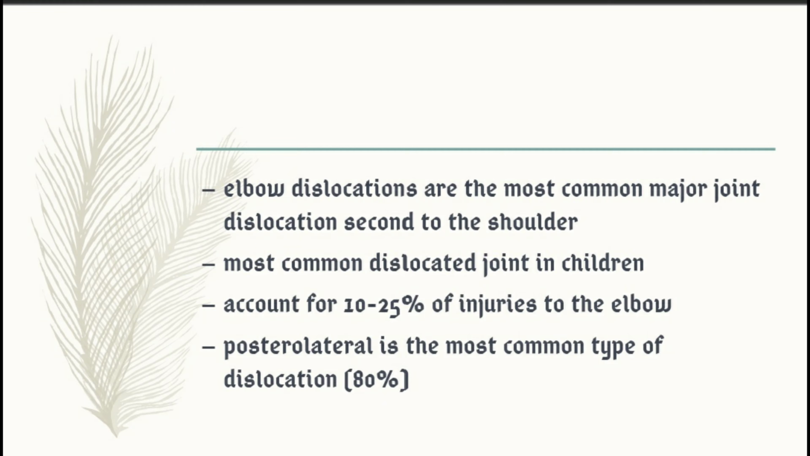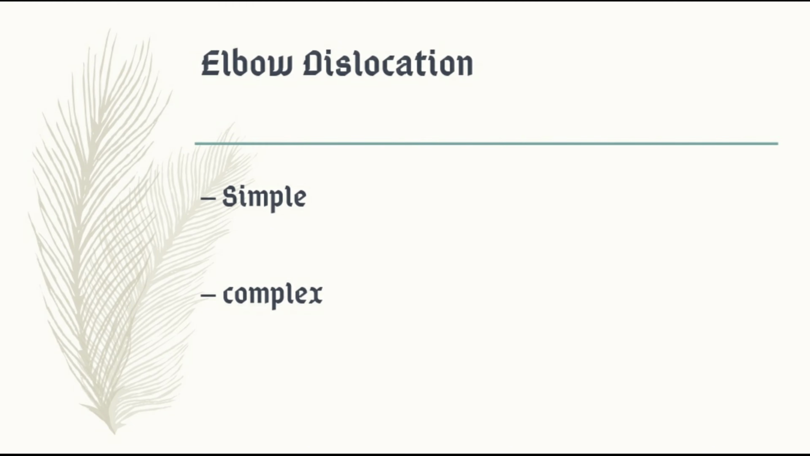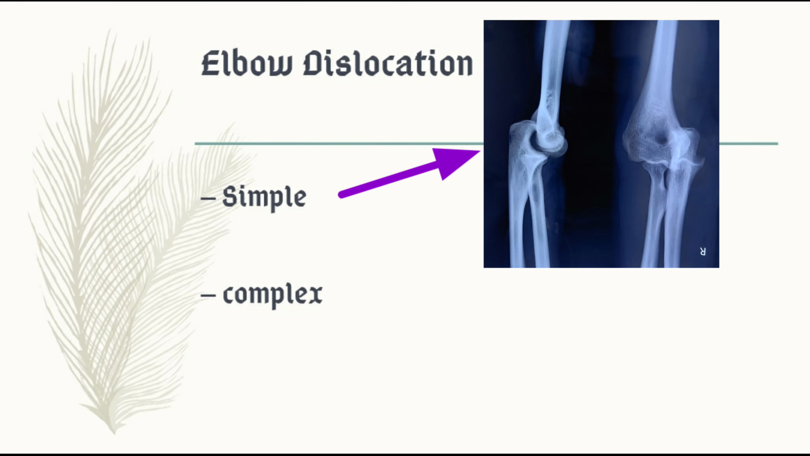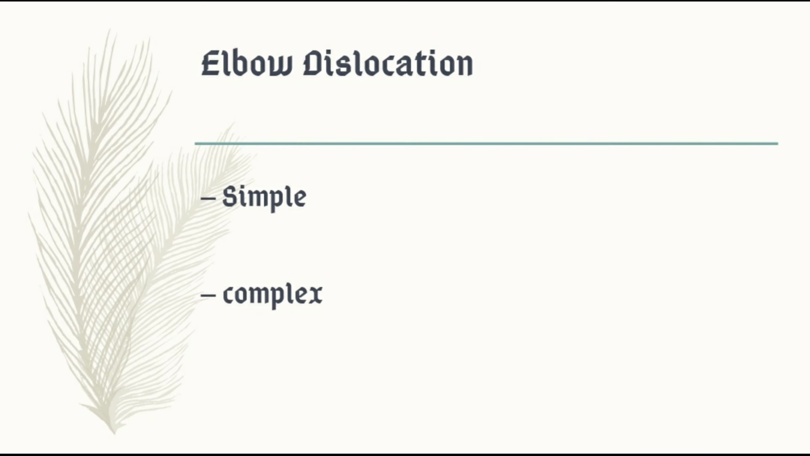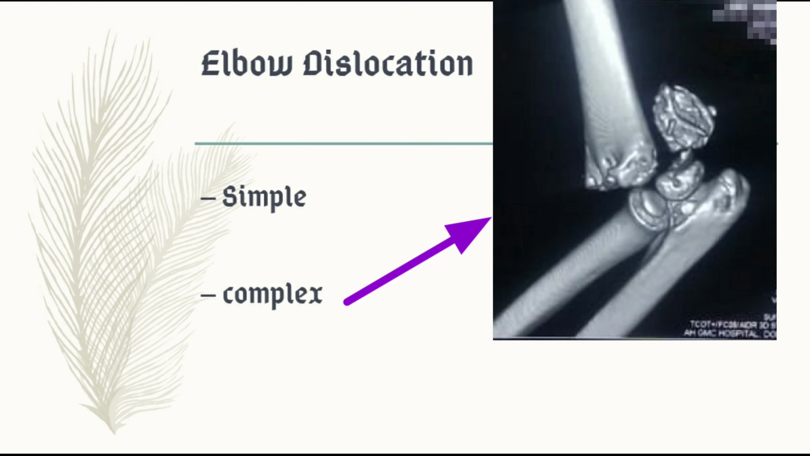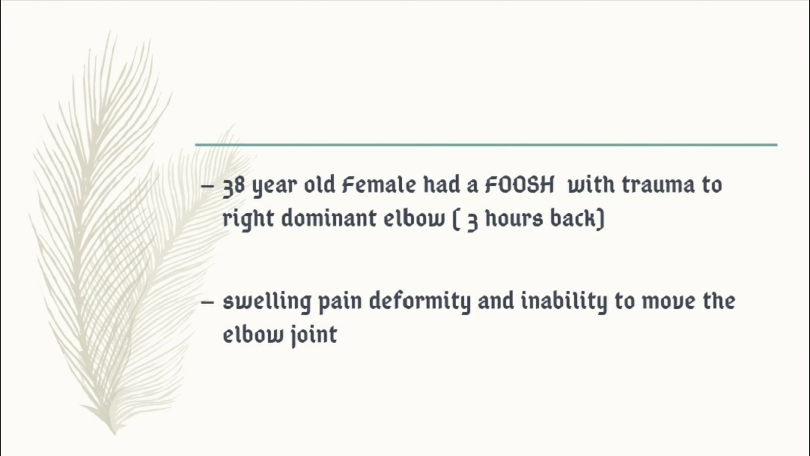Also, posterolateral is the most common type of elbow dislocation that we see. Elbow dislocations can be classified as either simple or complex. Simple elbow dislocations are those which are not associated with any fracture, and if the elbow dislocation is associated with any fracture, it is called a complex elbow dislocation.